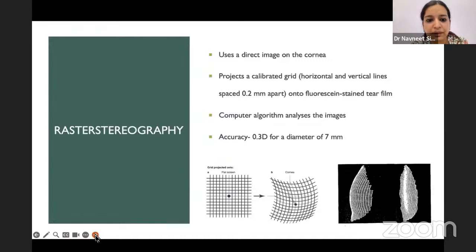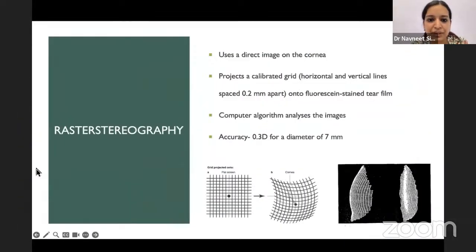Now, the latest technology is raster stereography. So it projects a direct image on the cornea. It projects a calibrated grid consisting of horizontal and vertical lines which are spaced 0.2 millimeters apart onto a fluorescein stained tear film. A computer algorithm analyzes the images and hence the shape of the cornea is determined. So it gives an accuracy of around 0.3 diopters for a diameter of 7 millimeters.